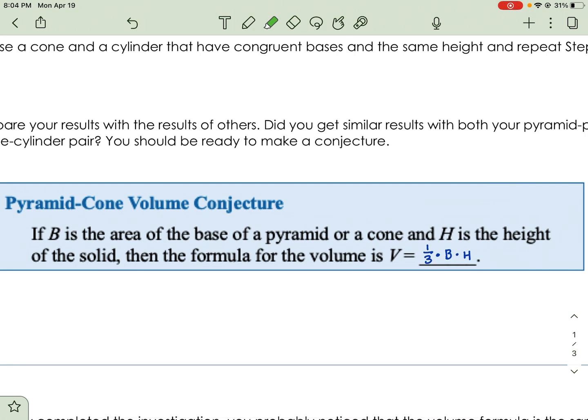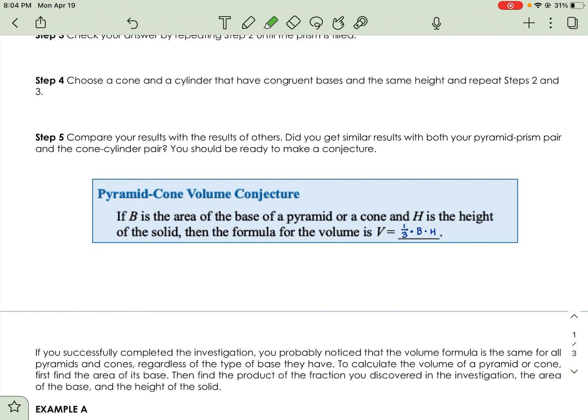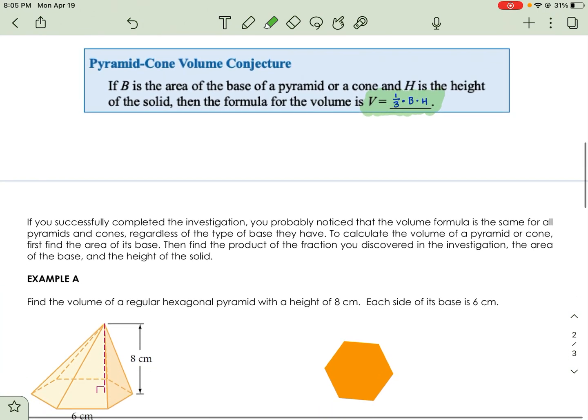So what that gives us is the relationship, the pyramid cone volume conjecture, where it says if capital B is the area of the base of a pyramid or a cone, and H is the height of the solid, then the formula for the volume is V equals 1/3 times the area of the base times the height of the solid. So we'll use this equation to help us do some problems where we find the volume of cones or pyramids and/or find missing dimensions of the cone or pyramid.